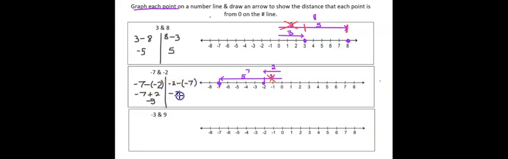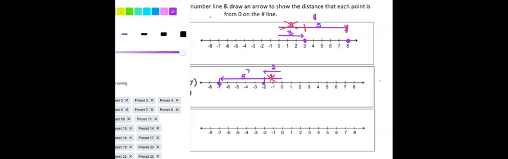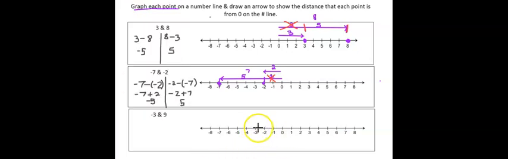Which is negative 2 plus 7. Which is that positive distance we're looking for. Okay, one more to go. This one, I'm going to go to negative 3. I'm going to go to positive 9. Oh, there isn't one. We're just going to label it. It's just 1 past 8 there.